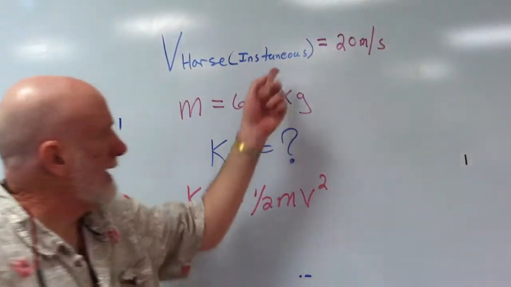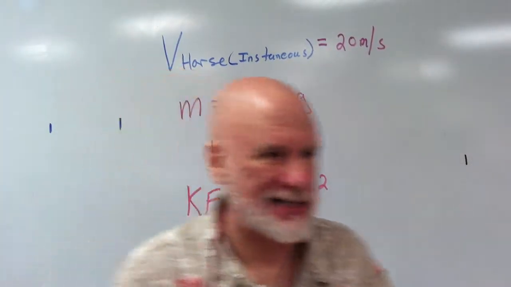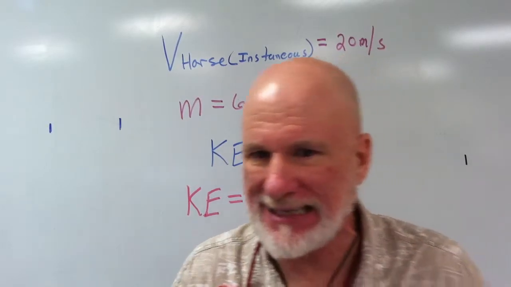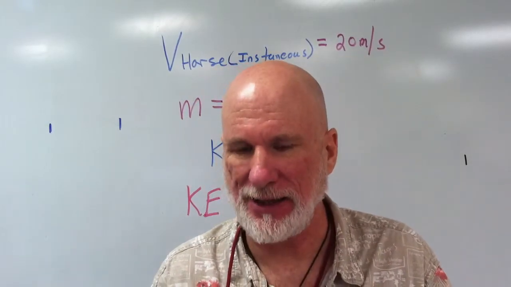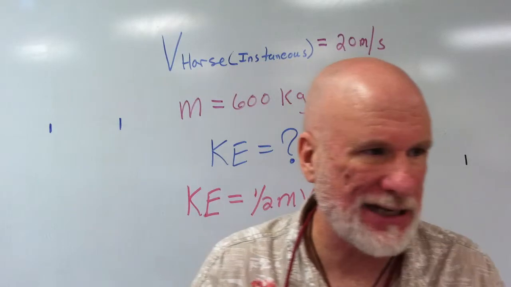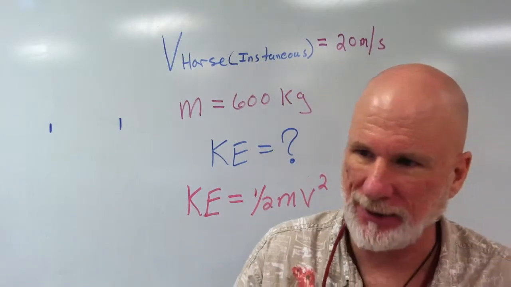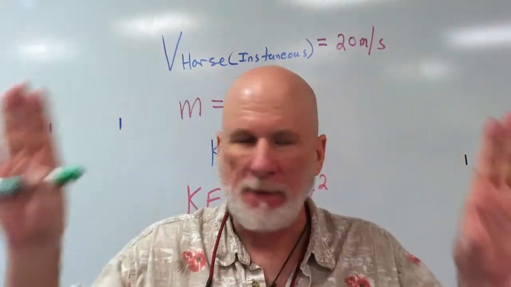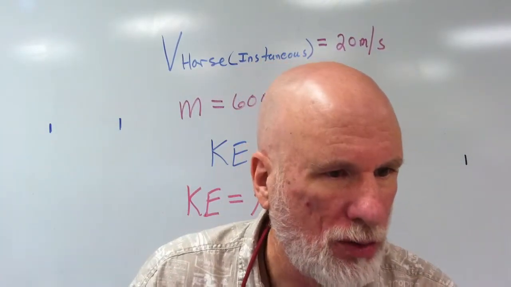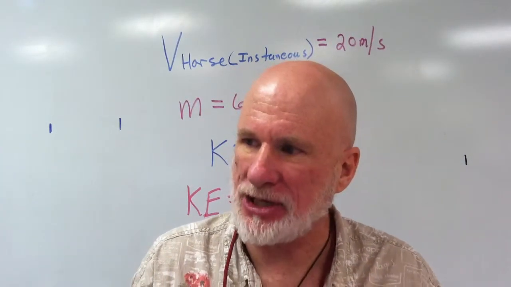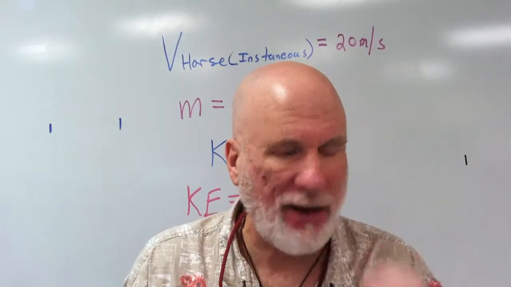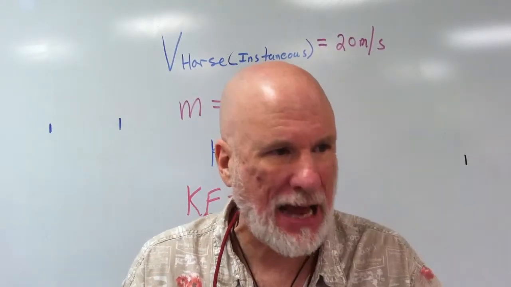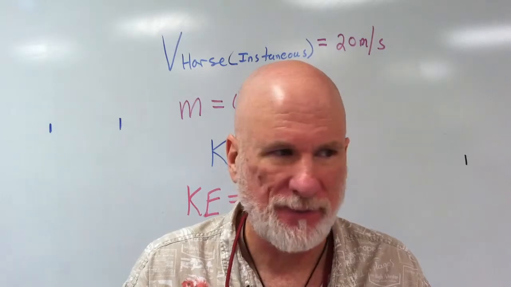Now, this is the problem. I have a horse, and the instantaneous velocity is 20 meters per second. That's the instantaneous velocity. You got that? The instantaneous velocity is 20 meters per second. I'm not looking for a change in kinetic energy. I want to know, what is the kinetic energy of that horse when I look down at the speedometer of the horse? I'm kidding.